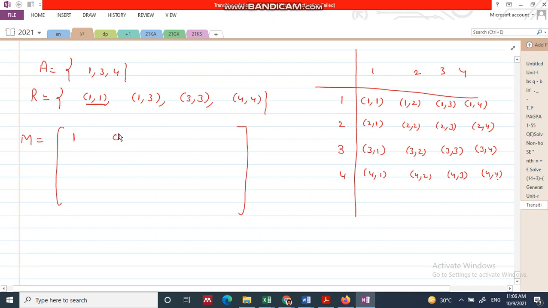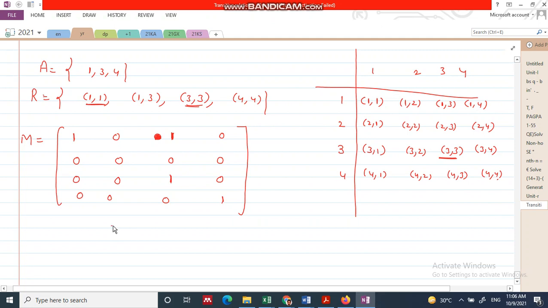I do not have (1,2). I have (1,3), so right here 1, and then (1,4) I do not have here. (2,1) I do not have this element. (2,2) is not in the relation. (2,3) is also not in the relation. This is not in the relation, this is not in the relation. Next (3,3) is in the relation. (3,4) is not in the relation. Then next is (4,4). So this is the matrix representation of this relation.